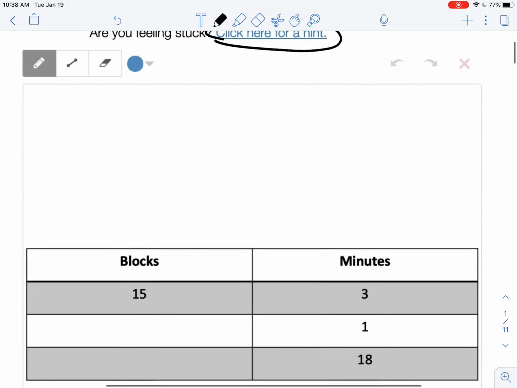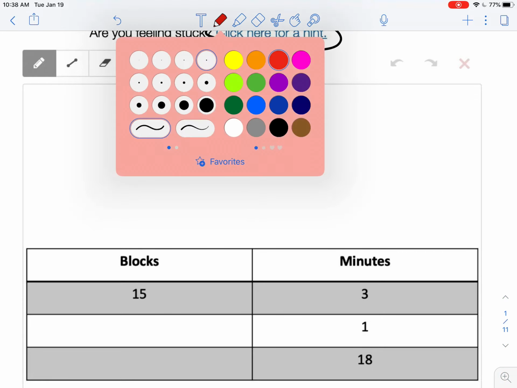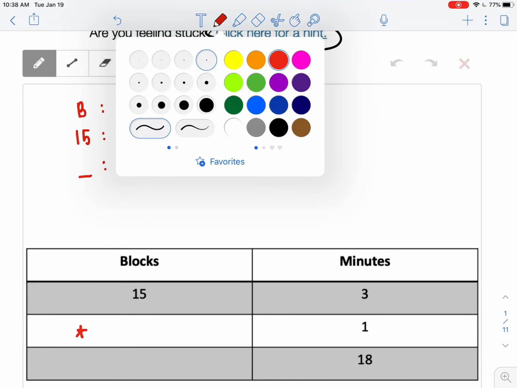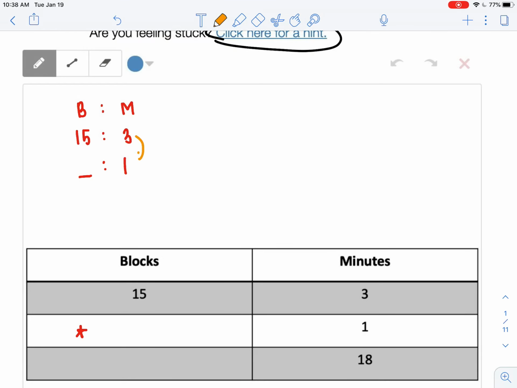So hopefully you gave this question a try on your own, and you probably will have used our equivalent ratio strategy. We know that our ratio of blocks, I'll do B for blocks, to minutes, M, is 15 to 3. And the first ratio that's unknown is here. It's something to 1, some number of blocks in 1 minute. So we'll follow our usual strategy for finding an equivalent ratio.